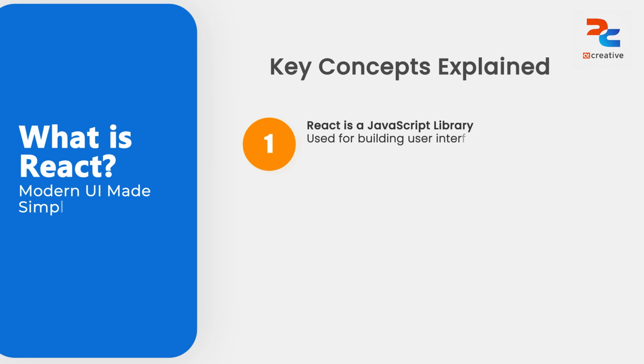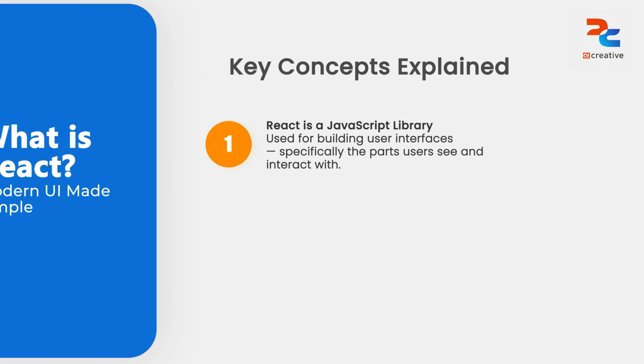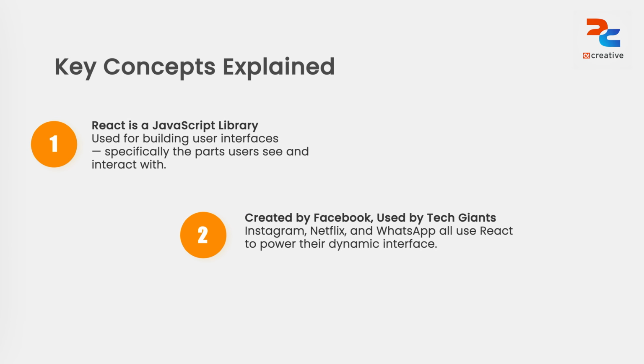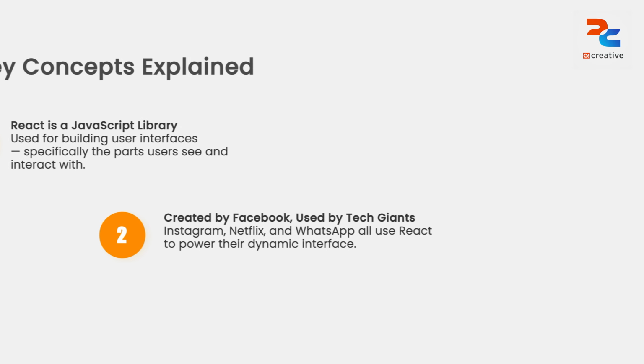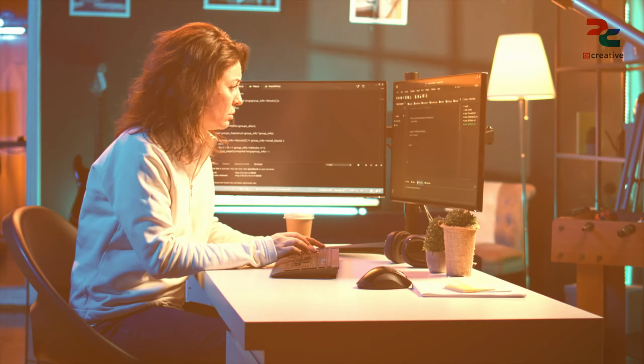React is a JavaScript library used to build user interfaces, especially the part that users see and interact with in your browser. It was created by Facebook, and guess what? Big companies like Instagram, Netflix and WhatsApp use it too. It helps developers build fast, dynamic websites without writing a ton of code over and over.